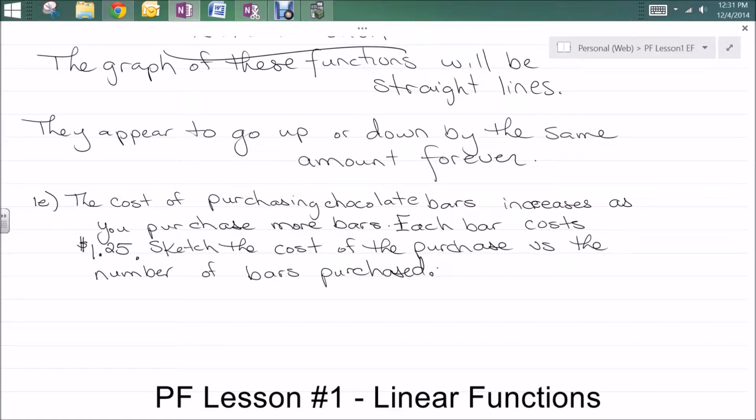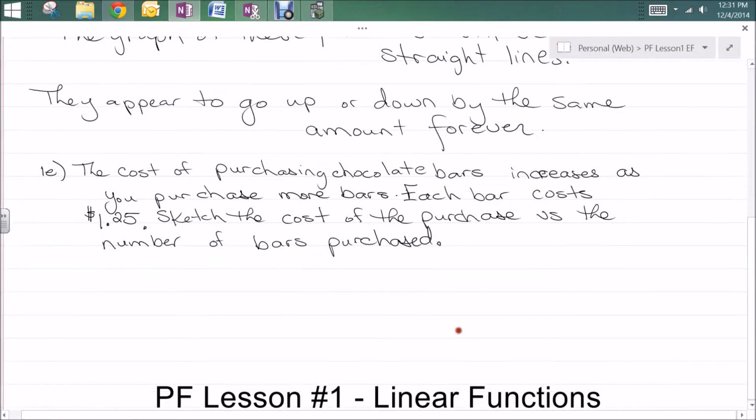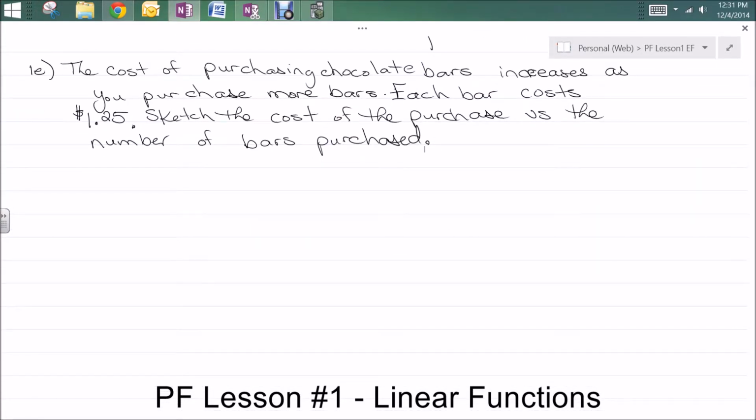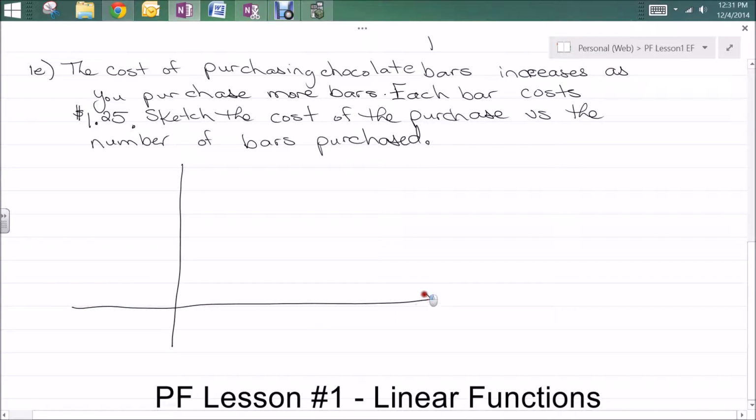So if you were to sketch this, the cost of purchasing chocolate bars increases, it's $1.25 per bar. You'd end up creating a grid. In all honesty, all four quadrants of the grid exist. But this quadrant where I put the X, and this quadrant, there's nothing that's going to go in there because it doesn't make any sense.